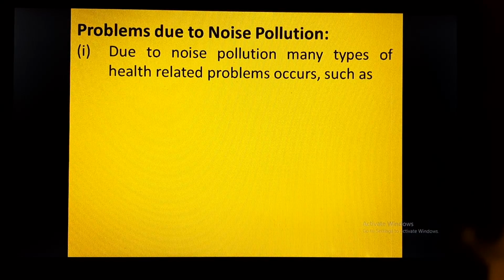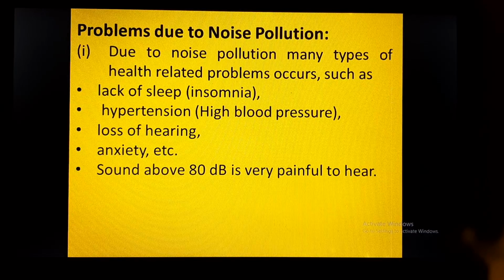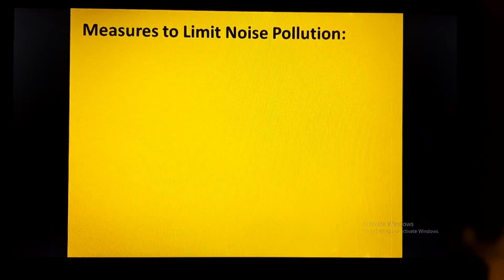Noise pollution causes many types of health related problems such as lack of sleep, that is insomnia, hypertension, which is high blood pressure, loss of hearing, anxiety, and sound above 80 decibel is very painful to hear. We saw in our previous lecture that the sound coming out of a factory is around 80 decibel. So a worker in the factory who continuously hears that 80 decibel sound can have a loss of hearing, because it is very painful to hear. A person exposed to loud sound continuously may get permanent or temporary impairment of hearing or loss of hearing. So if you are in continuous exposure to loud sound, you may lose your hearing power.